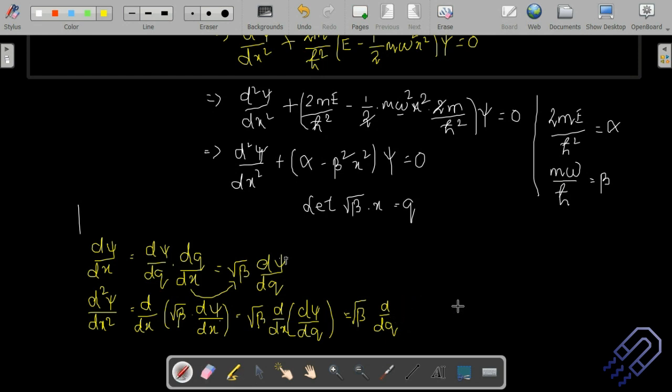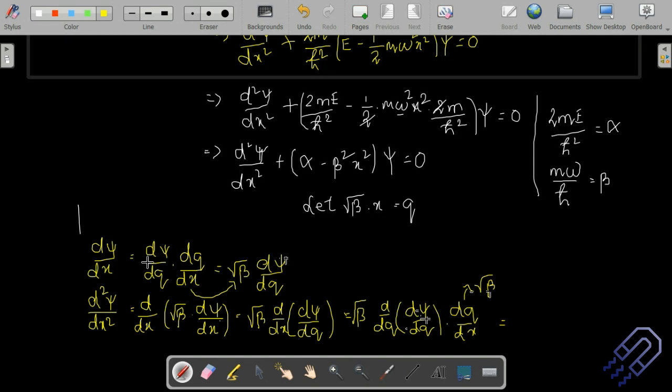It will be nothing but d/dq of dψ/dq, and I have written a dq. There was no dq, so I'll multiply it with dq, and I did not write down dx, so I'll write it down as dq divided by dx. And what's this term again? This term is again root over of beta. We know it. We've done it here.